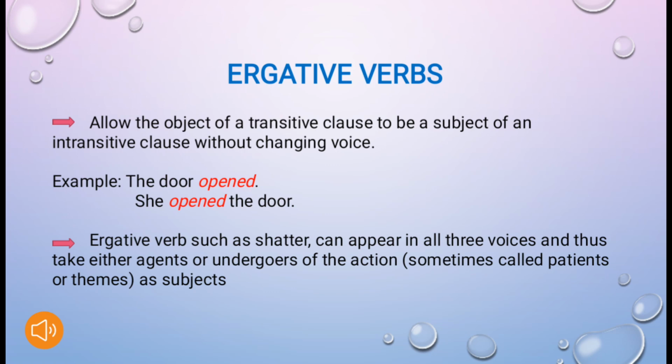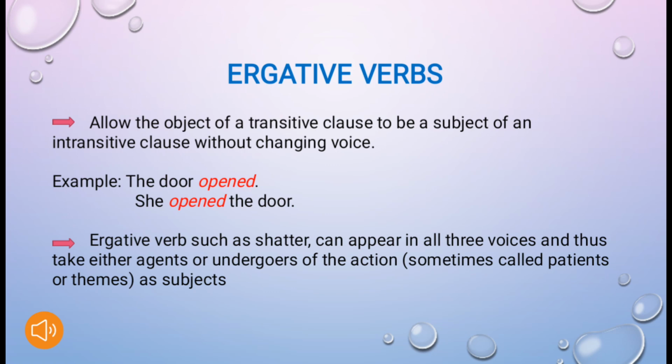Okay, so now let us define the example of this middle voice. We have: the glass shattered. As you can see, the sentence is shorter than the first two examples. That would be the middle voice, because it intermediates between active and passive voice.